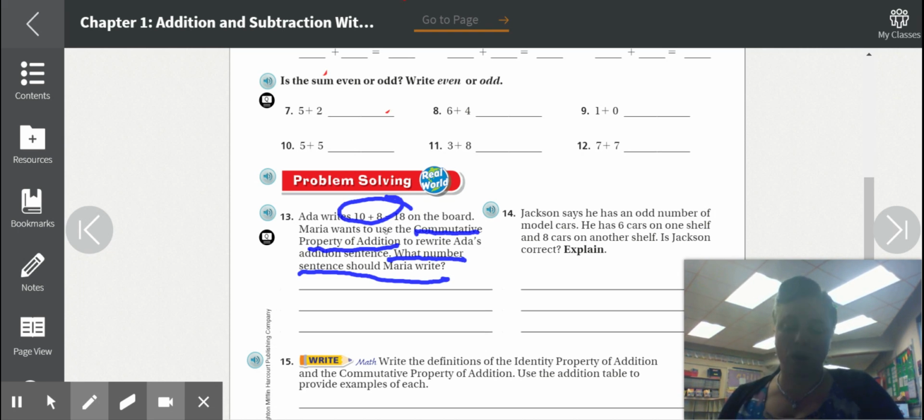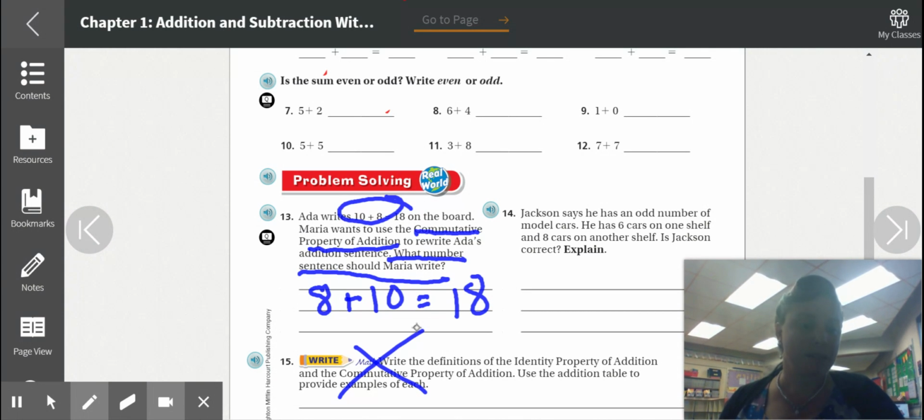Okay, so we know the commutative property means we can flip-flop. So we know that we're going to take the 10 and the 8 and we're going to flip them around. We're going to do 8 plus 10 equals 18. All right, and you guys can go ahead and cross out number 15.